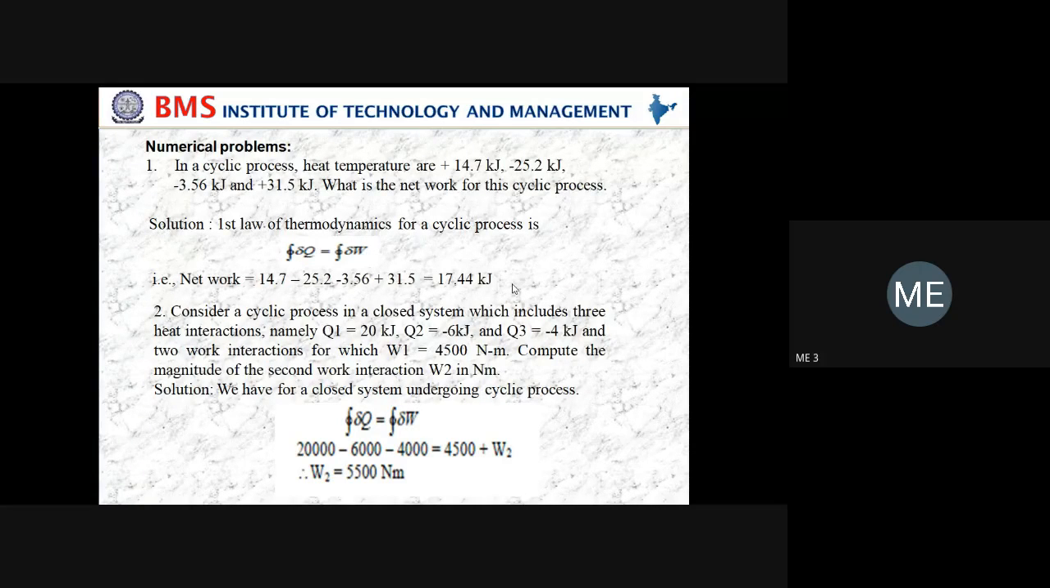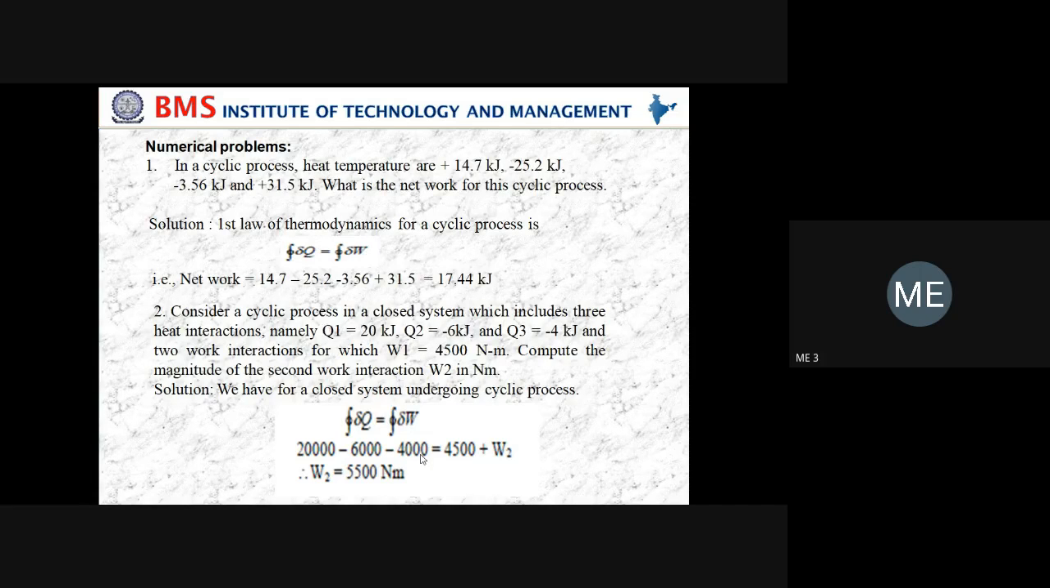Next step you have to write. First, you always write, for a closed system undergoing a cyclic process, cyclic integral of dQ equals cyclic integral of dW. That is Q1 plus Q2 plus Q3 equals W1 plus W2. You can put it in joules, or you can maintain kilojoules, no problem, but you have to maintain the same unit on the RHS and LHS. So here 20 kilojoules converted into joules is 20 into 1000, 20,000 joules. Minus 6 kilojoules is nothing but minus 6,000 joules. Minus 4 kilojoules is nothing but minus 4,000 joules.